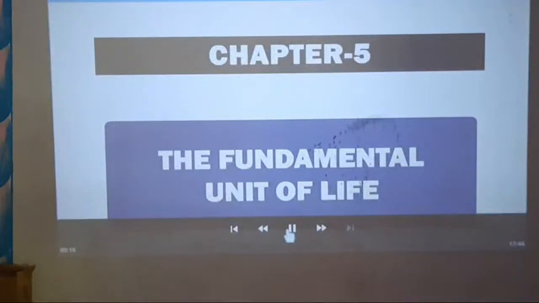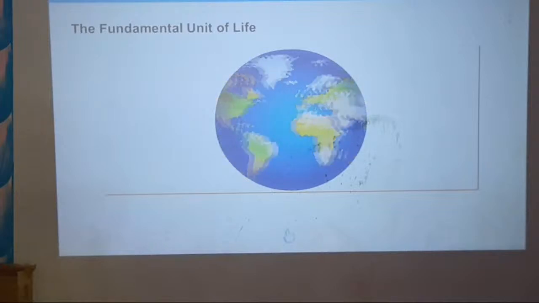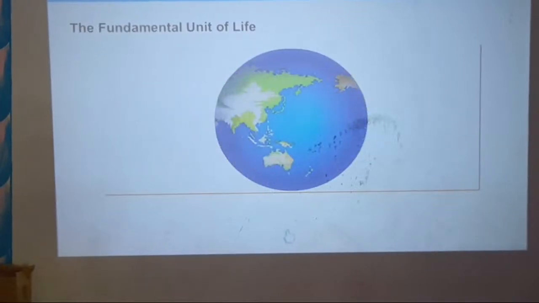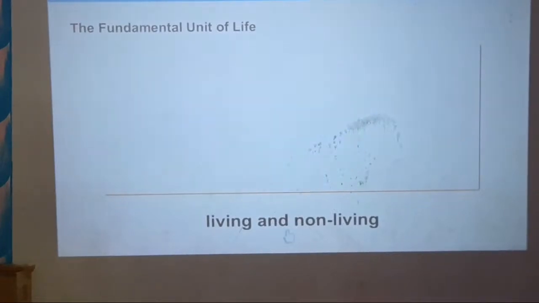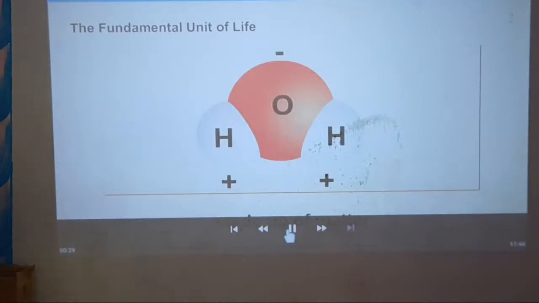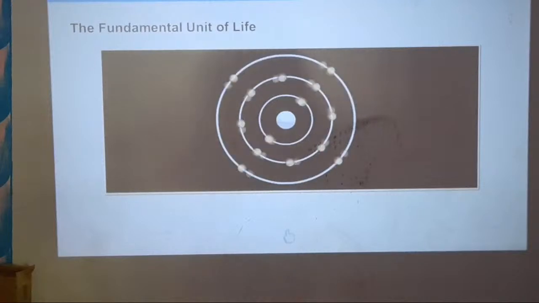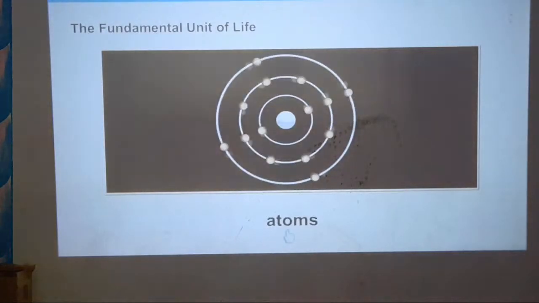The fundamental unit of life. Earth has many objects, both living and non-living. Though they show many differences, all are basically made up of matter. Matter is a thing that has weight and occupies space. It is made up of very small particles called molecules. Molecules, in turn, are made up of much more minute particles known as atoms. Both living and non-living things are made up of numerous molecules and atoms.